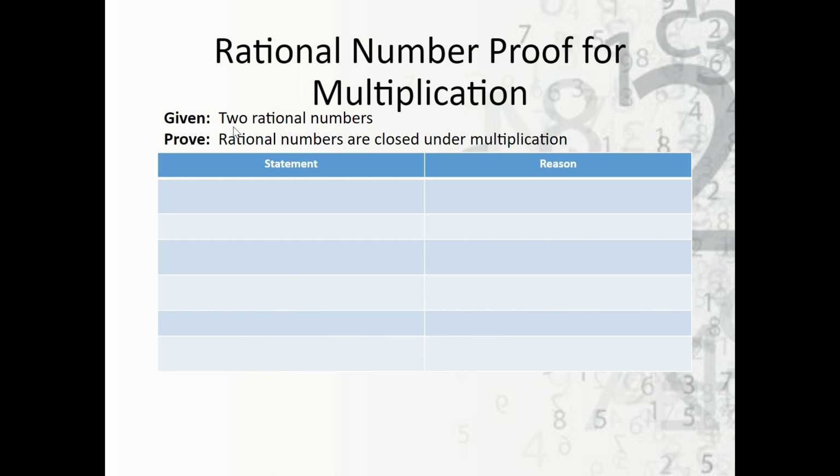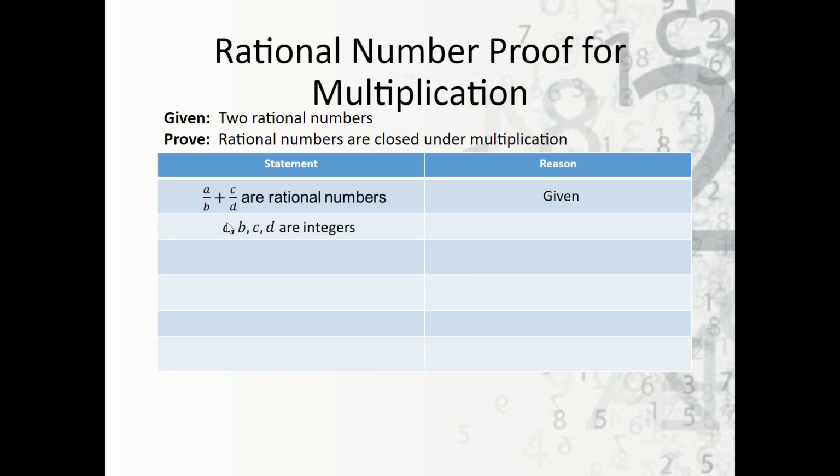So we're given that we have two rational numbers, and we're expected to prove that rational numbers are closed under multiplication. So we're going to start with A over B times C over D, and we're going to state that those are rational numbers, and that's given to us.